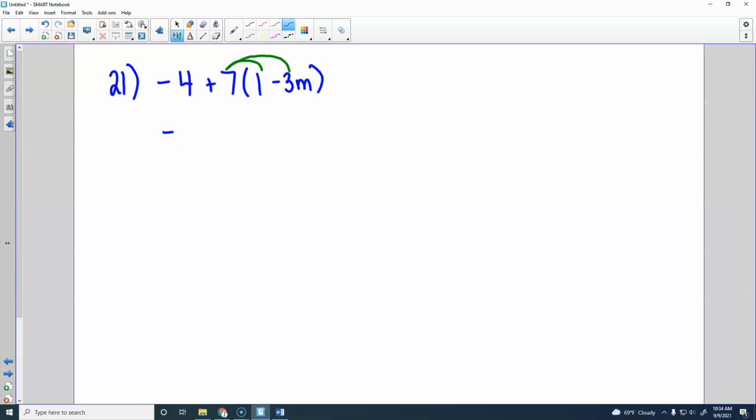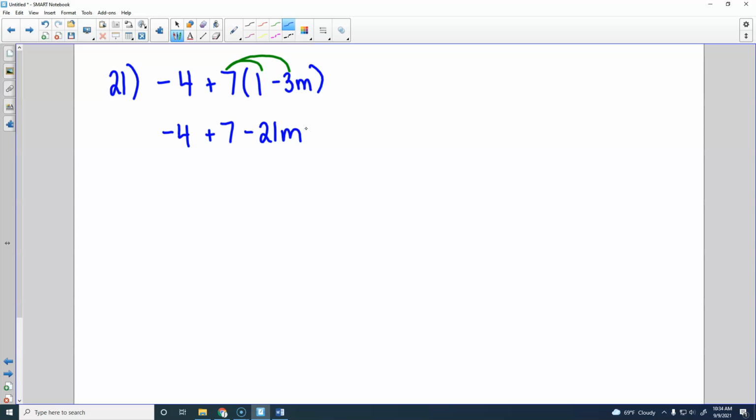So my negative 4 would just hang out front. I'd do 7 times 1, which would give me 7. And then I would also do 7 times negative 3m, and that'd give me negative 21m. It is okay to multiply if you do not have like terms, but you can't add or subtract.